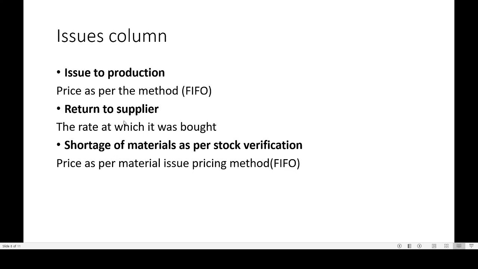Now, in case of issues, the issue column: issue to production, how are we going to record it? It is the price as per the method, that is the first in, first out method. Return to supplier or vendor will be recorded at the rate at which the materials were bought. Shortage of materials as per stock verification is priced as per the material issue pricing method, first in, first out method. So among the items of stock, the materials which arrived first will be considered for shortage.